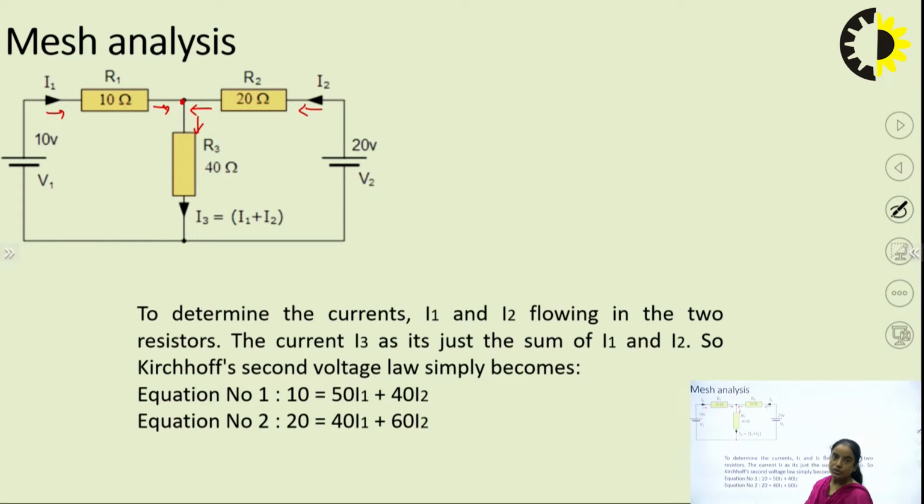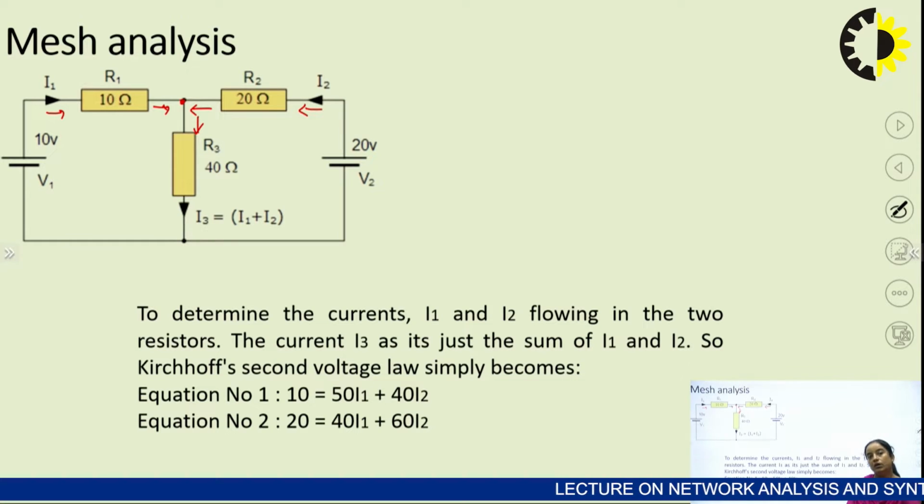Now the question is we will have to find the values of currents I1 and I2. Okay, so here we need to calculate the currents I1 and I2. By simple observation of the network, we concluded that the current through R3 is the summation I1 plus I2. So now simply we will apply KVL.